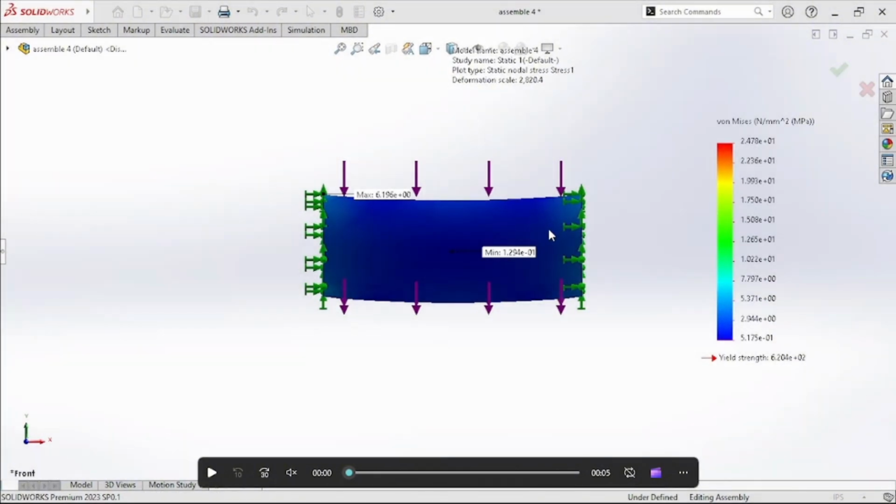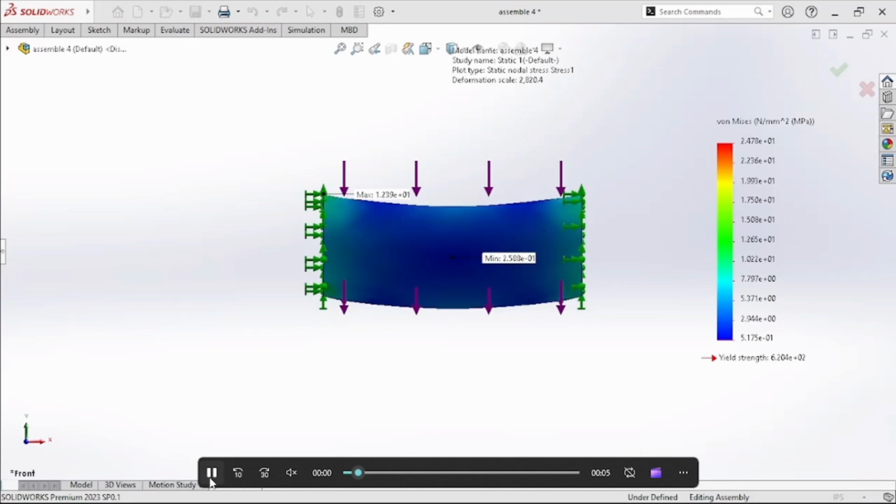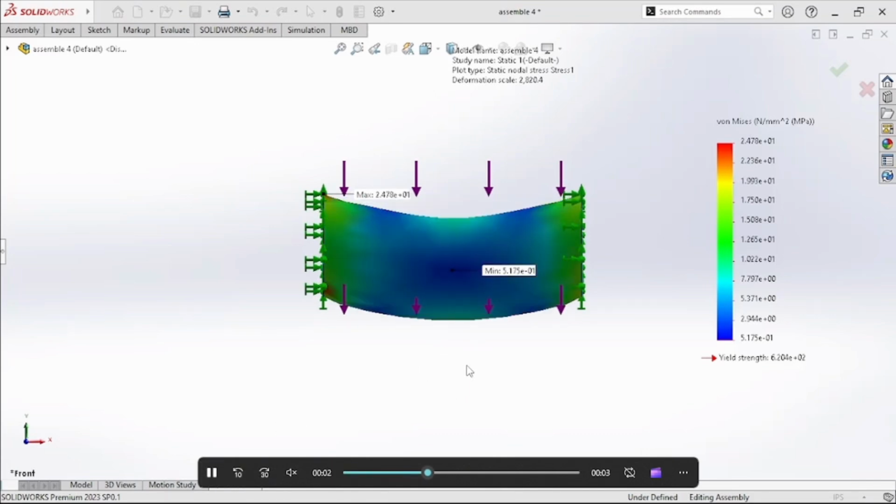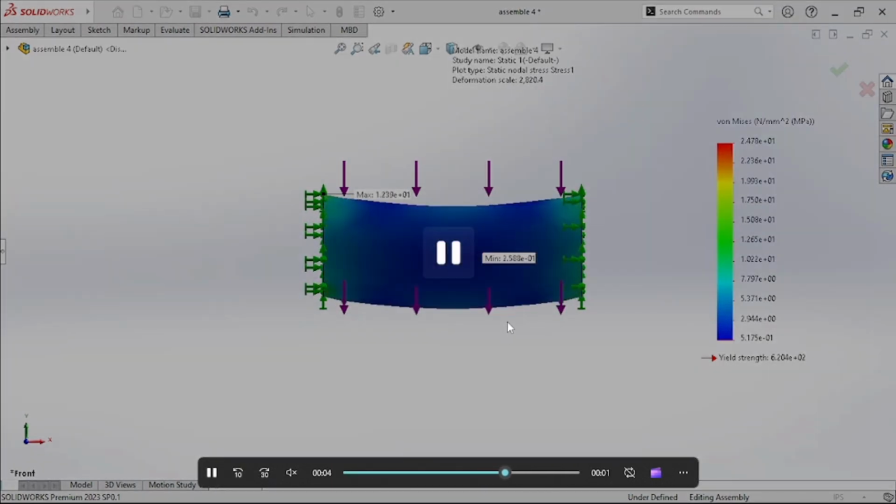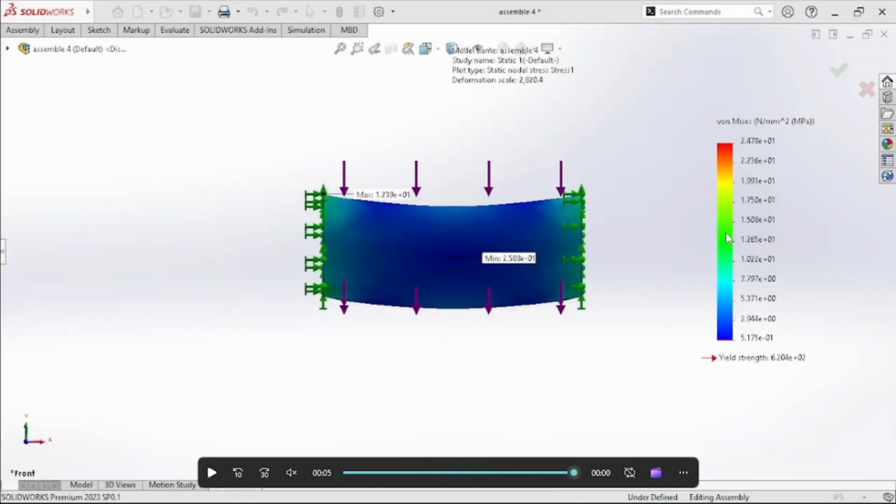So this simulation shows a static stress analysis performed on a cylinder component using SolidWorks Simulation. The model is subjected to a series of downward forces represented by the purple arrows applied on the top surface of the component. The green features on the sides indicate that the left and right faces are fully constrained, preventing displacement in all directions.